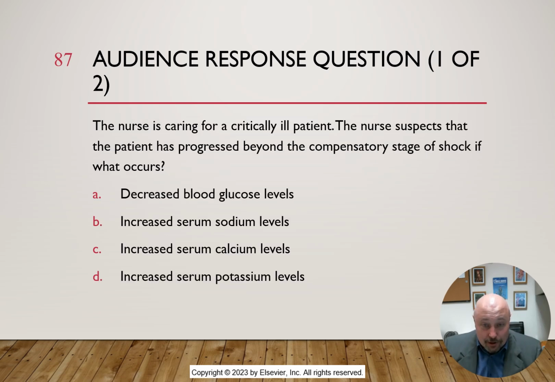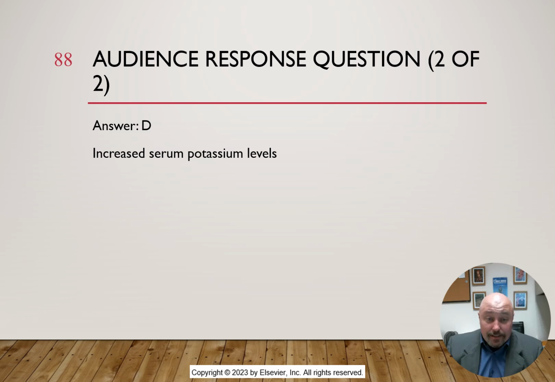The nurse is caring for a critically ill patient. The nurse suspects that the patient has progressed beyond the compensatory stage of shock if what occurs? A, a decreased blood glucose level. B, an increased serum sodium level. C, increased serum calcium levels. Or D, increased serum potassium levels. In this case, the answer is D, increased serum potassium levels.